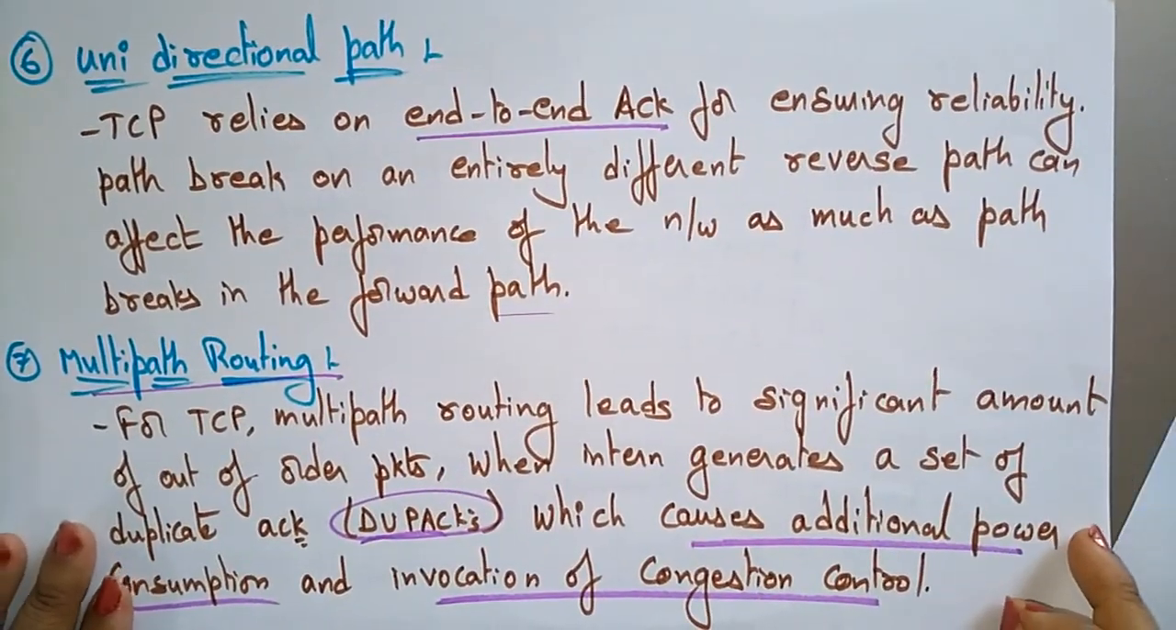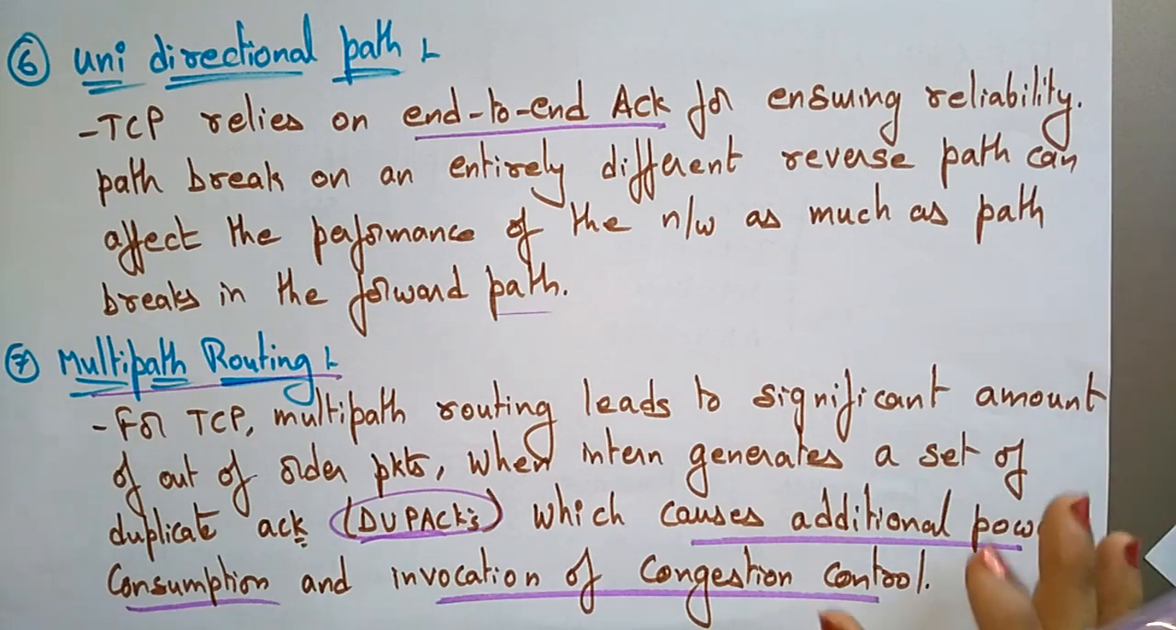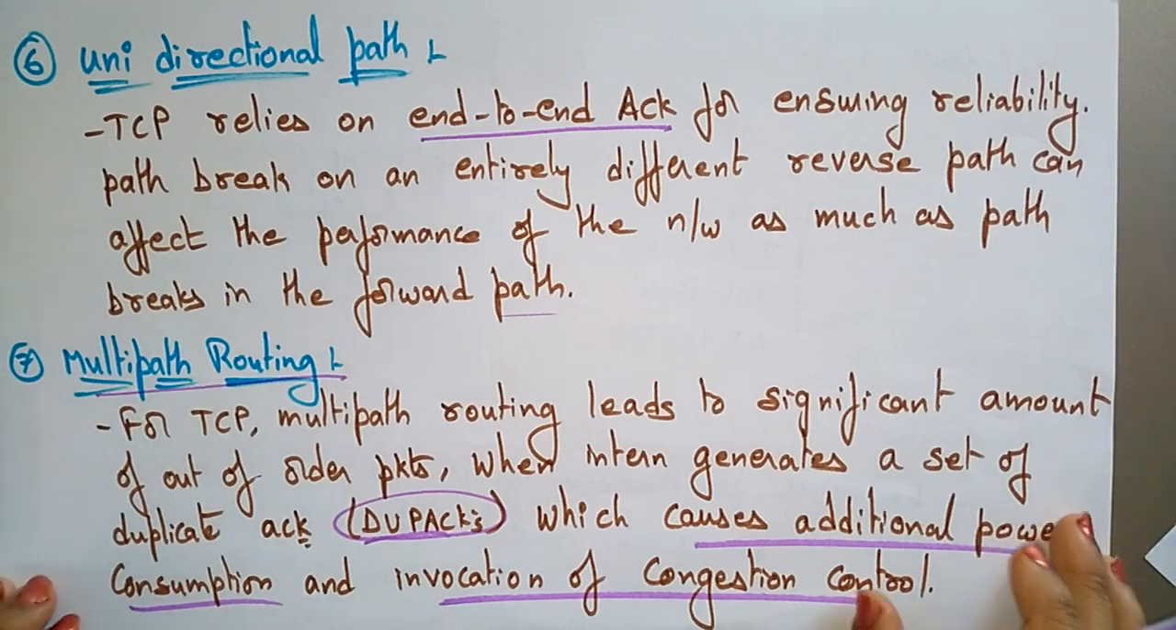So these are all the different reasons why TCP does not perform well in ad hoc wireless networks. Let me repeat: misinterpretation of packet loss, frequent path breaks, effect of path length, misinterpretation of congestion window, asymmetric link behavior, unidirectional paths, and multipath routing. Because of all these reasons, TCP does not perform well in ad hoc wireless networks.